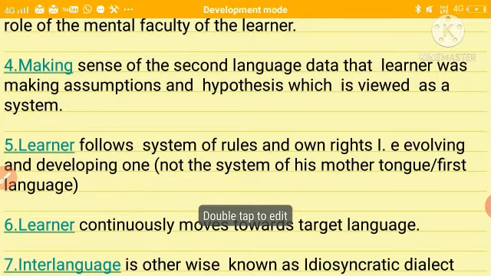So the learner is not bothering about the mother tongue or first language. The learner bothers about the second language or the foreign language. That is called the learner follows a system of rules and own rights, that is evolving and developing, a new language.